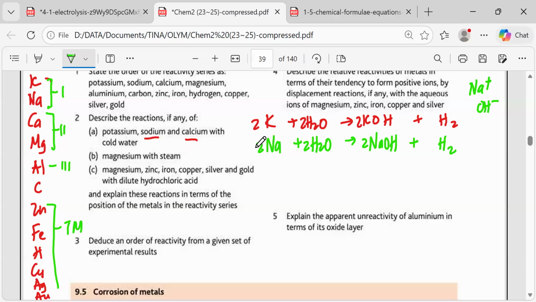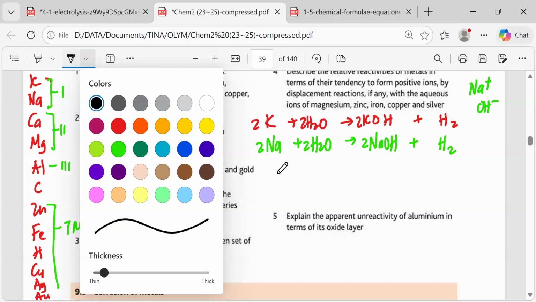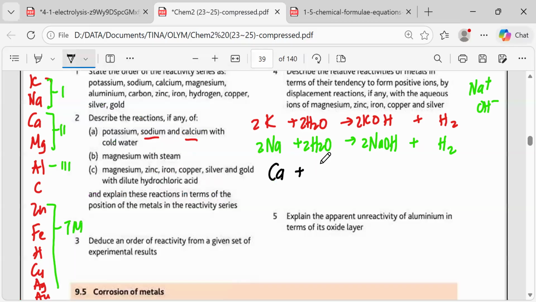Did you get this correct? Calcium: 2 plus or 1 plus? 2 plus. So it's Ca(OH)2. Okay? So you go 2, 2, 2.